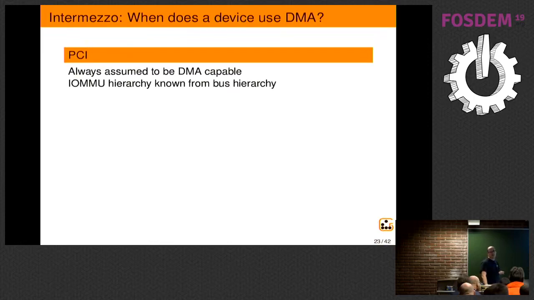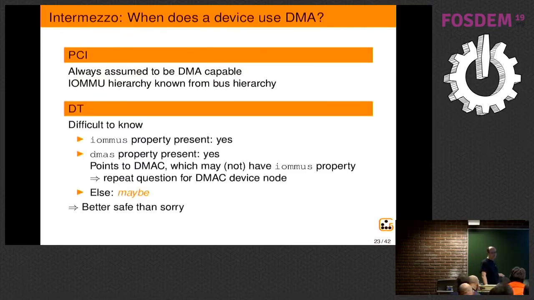This GPIO device does not use DMA. So in general, can you know whether a device uses DMA? Because you will need an IOMMU only if it uses DMA, and otherwise you can do without. For PCI, it's always assumed that there's an IOMMU available. The IOMMU hierarchy, how it's connected to the system, is always well known from the bus hierarchy, so that's very simple. For platform devices described in DT, it's a bit more difficult. There's a special iommus property in DT, which you have to use to indicate that the device is connected to an IOMMU. If that property is present, the device will use DMA for sure.